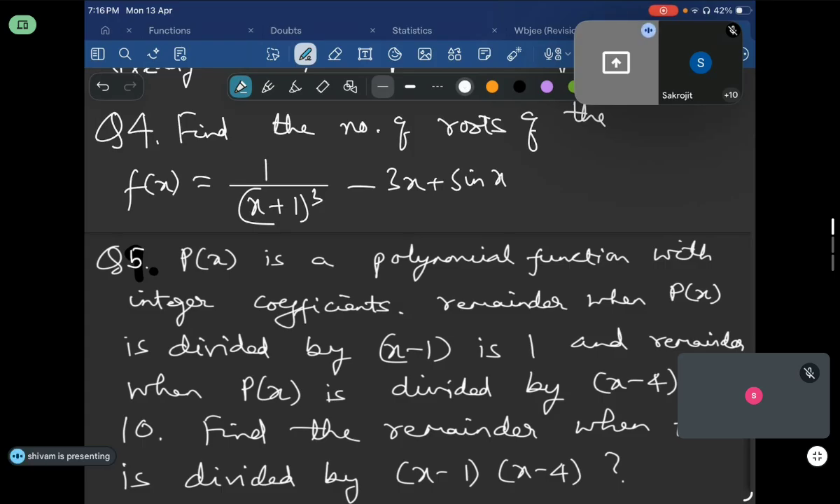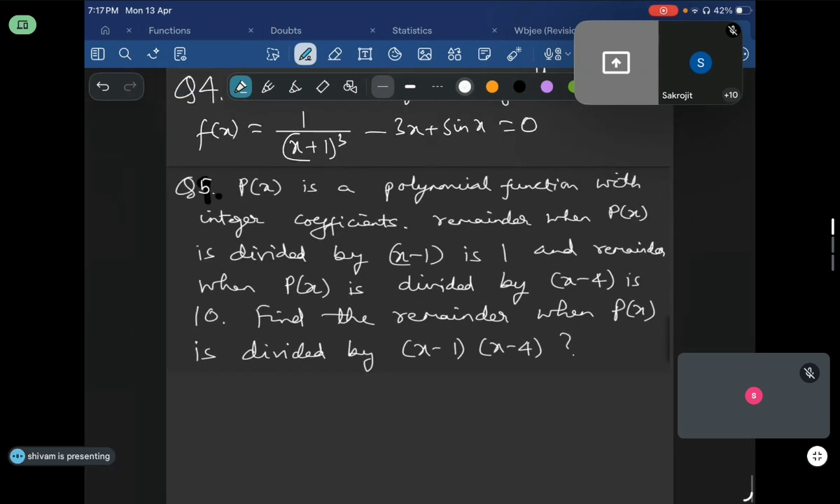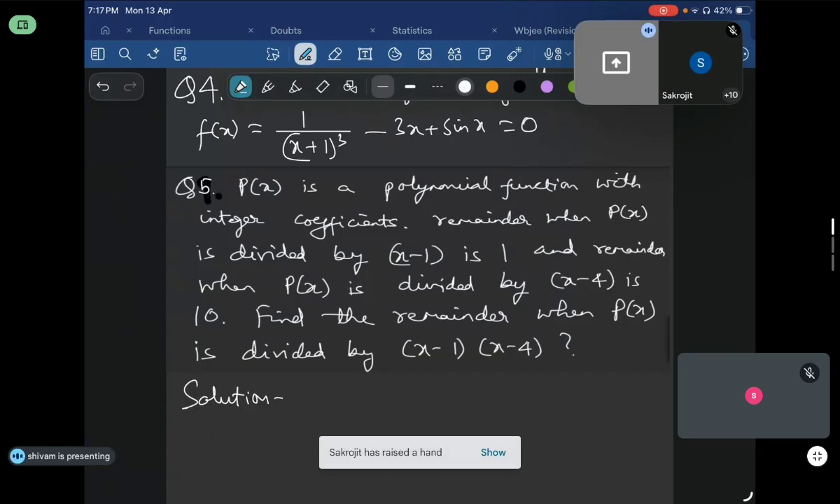Okay, I'm going to solve number 4 first. Pay attention. In order to find out the number of roots of this equation, f of x is equal to 0, try to plot this function. First of all, what is the domain of this function? Can anyone tell me? Raise your hand.